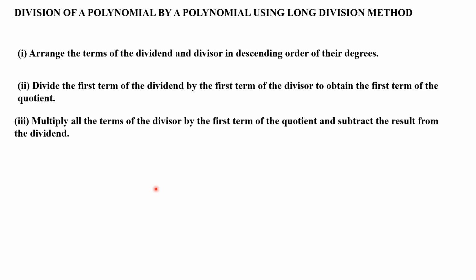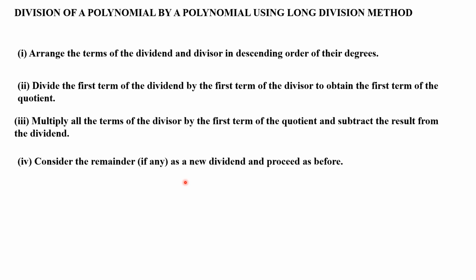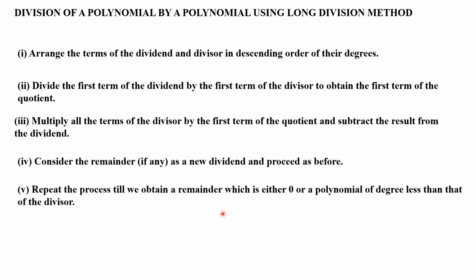Now these steps will become clearer when I solve a few questions. So for now, just go through these steps. When I solve the questions, you will be able to relate to it. Next, consider the remainder as a new dividend and then proceed as before. And repeat the process till we obtain a remainder which is either 0 or a polynomial of degree less than that of the divisor. So you have to stop the process if you get a remainder that is either 0 or a polynomial whose degree is less than that of the divisor. So these are the 5 steps. When I solve the few questions, I am going to explain each step again so that you can relate to it better.